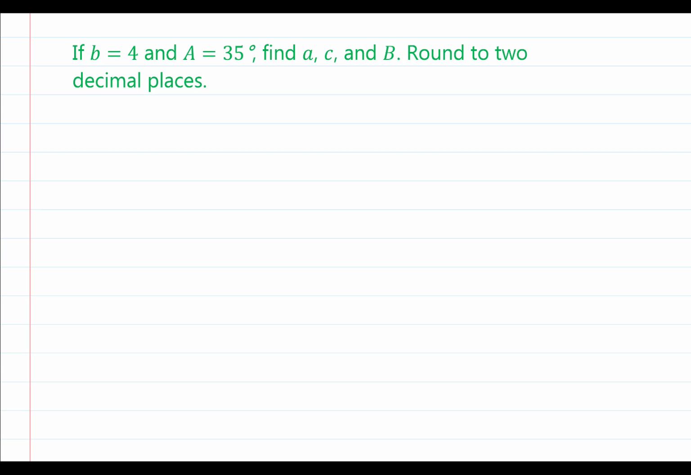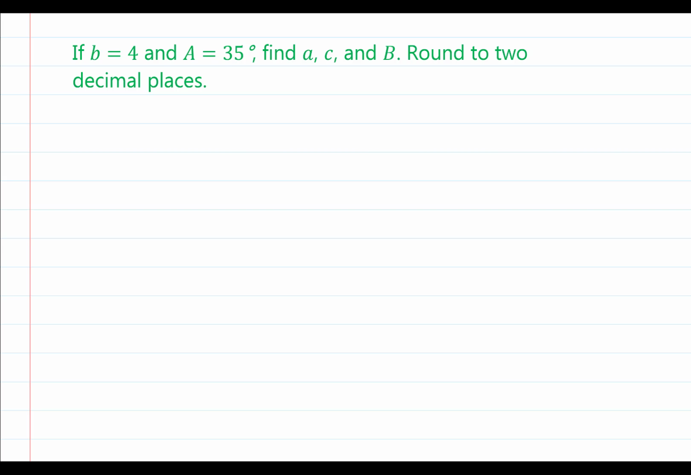Let's now use this information to solve the triangle if we have side B is equal to a value of 4, angle A is equal to 35 degrees, and we are going to find side A, C, and angle B. We're going to also round to 2 decimal places for all of our solutions.